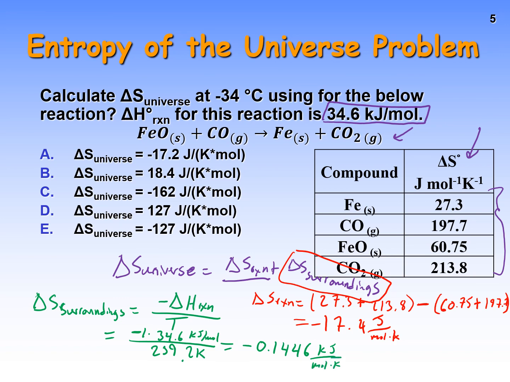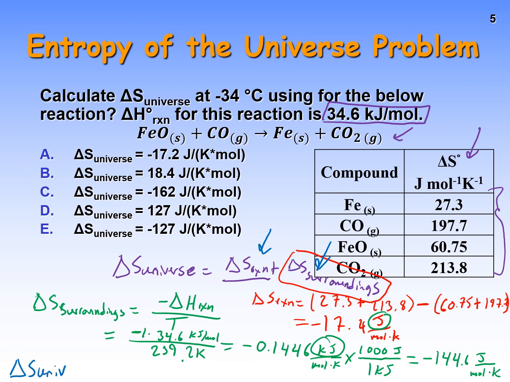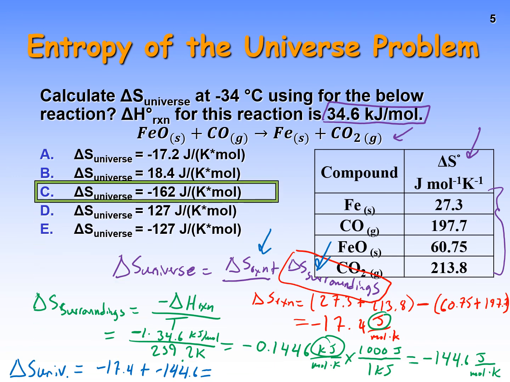Now, this is in kilojoules. We need to make sure these two values are in the same energy units. So I'm going to multiply by 1,000 joules per 1 kilojoule and get negative 144.6. The last step is just to add these two to each other. We plug them into our original equation. Delta S of my universe is equal to negative 17.4 plus negative 144.6, and that gives me, give or take, negative 162 joules per mole Kelvin. So here's my answer, and because it's negative, we know this reaction is not spontaneous.